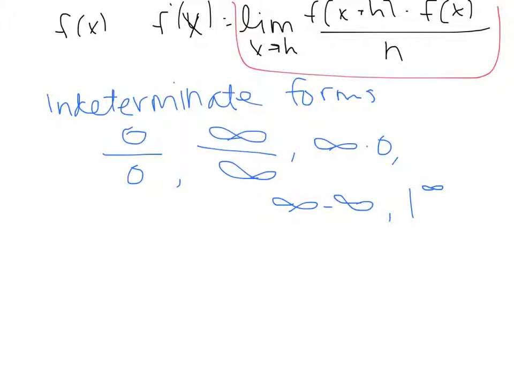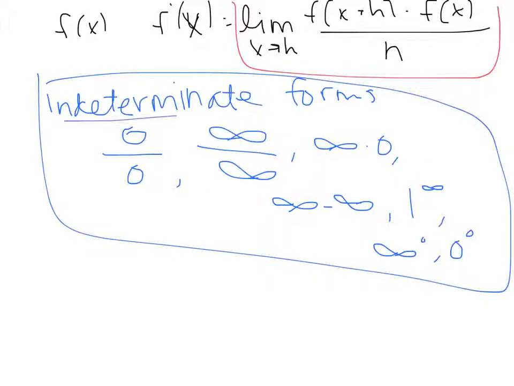There's actually only 2 left, so I might as well tell them to you. The other ones are infinity to the 0 power and 0 to the 0 power. So all of these indeterminate forms are indeterminate, meaning they make no sense. So whenever this happens, we have a very handy rule to use called L'Hopital's rule.